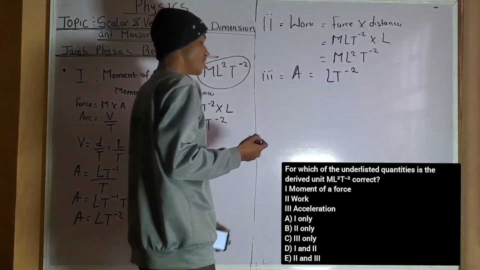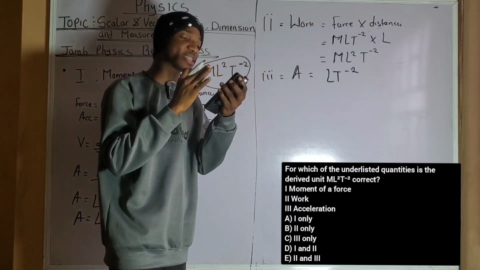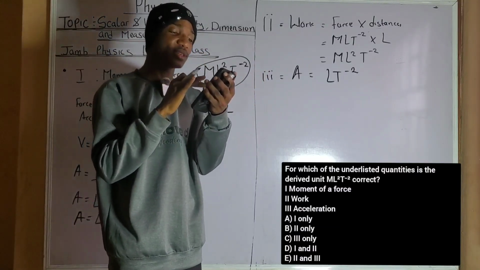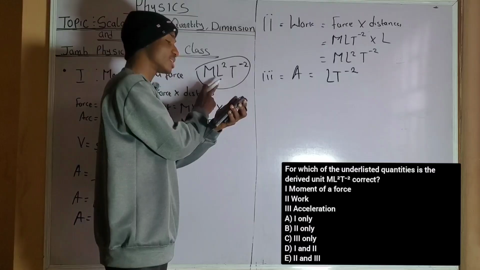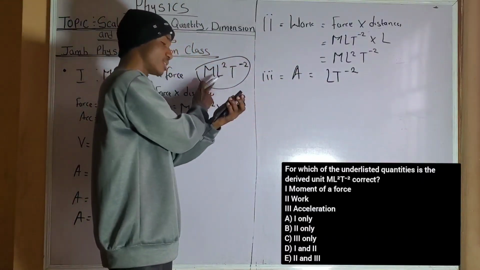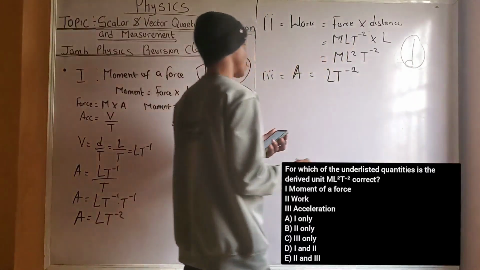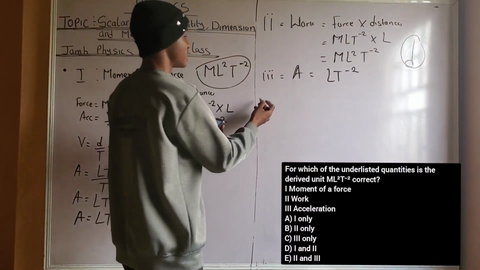So now, if you look at it, the question says, for which of the underlisted quantities is the derived unit of this? You can see that moment of a force has this derived unit. Also, work has this derived unit. So option D is correct. Do you understand? Option D is correct, okay? Now let us proceed to the next question.